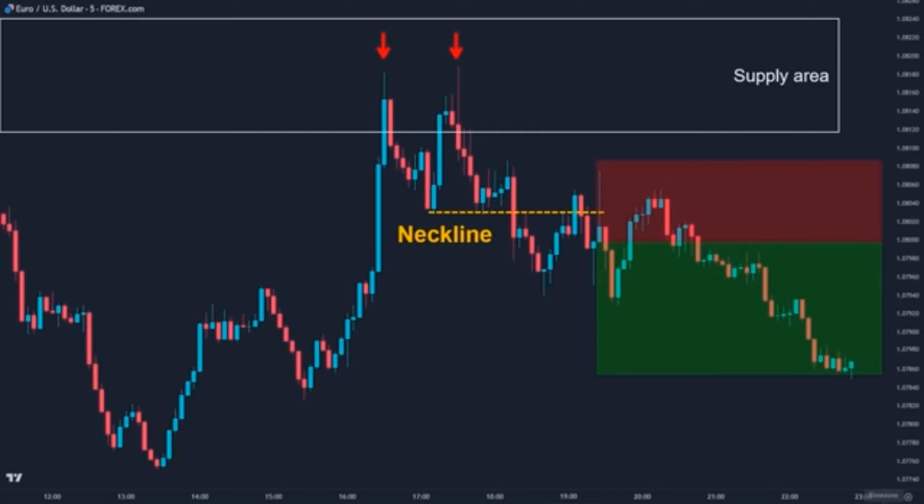3. Traders typically enter short when the price closes below the neckline. Stop loss. Above the second peak to avoid false breakouts. Profit target. Measure the height between the peaks and the neckline, then project it downward from the breakout point.